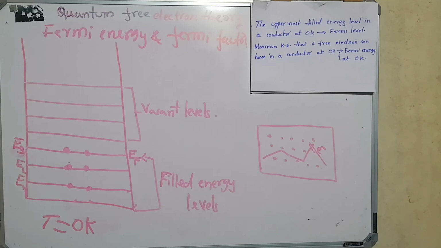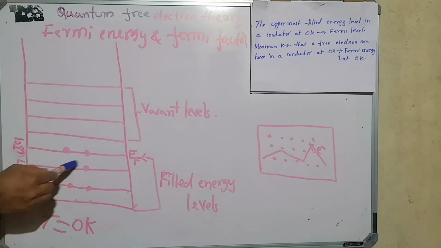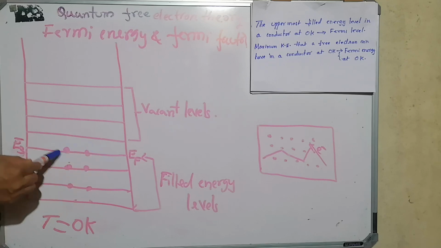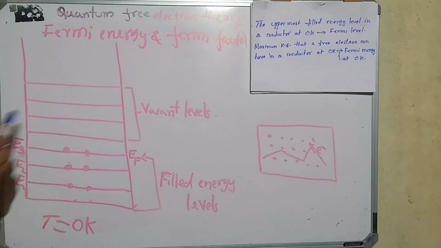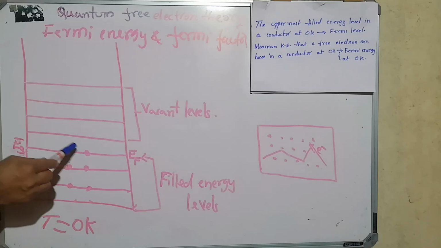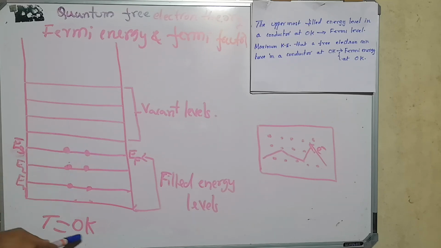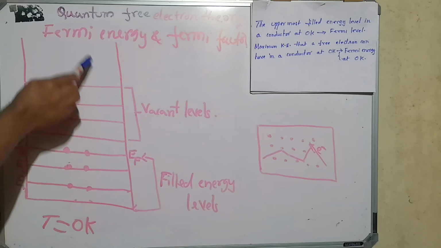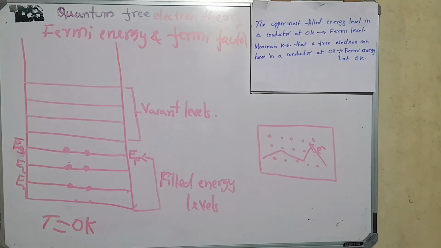Now, these two electrons possess maximum kinetic energy. That means the energy corresponding to the Fermi level, that is, the energy of the electrons which are present in the Fermi level, is called Fermi energy. So the maximum kinetic energy possessed by the electrons at 0 Kelvin is called Fermi energy. This is about Fermi energy.